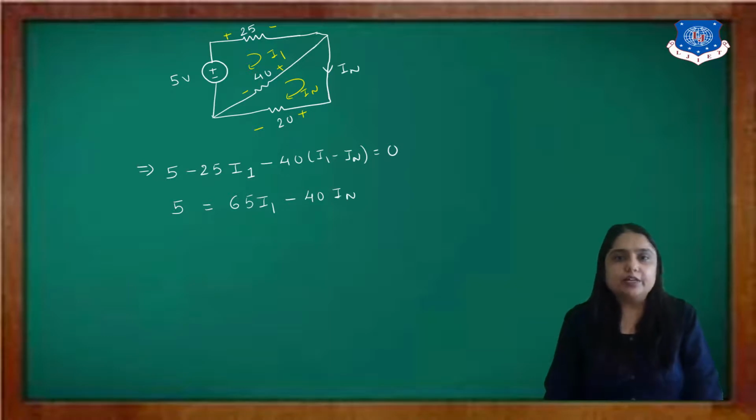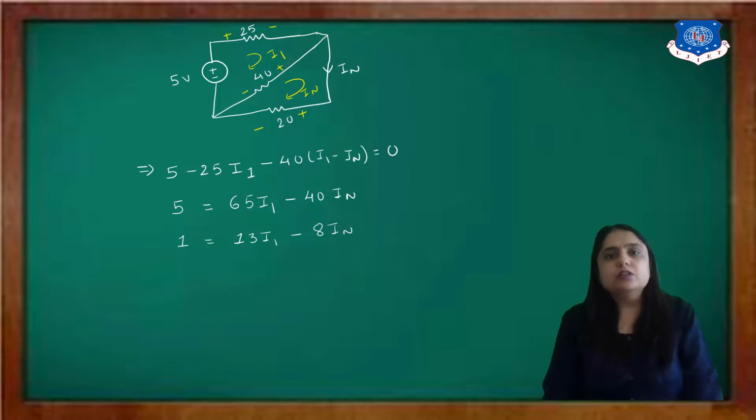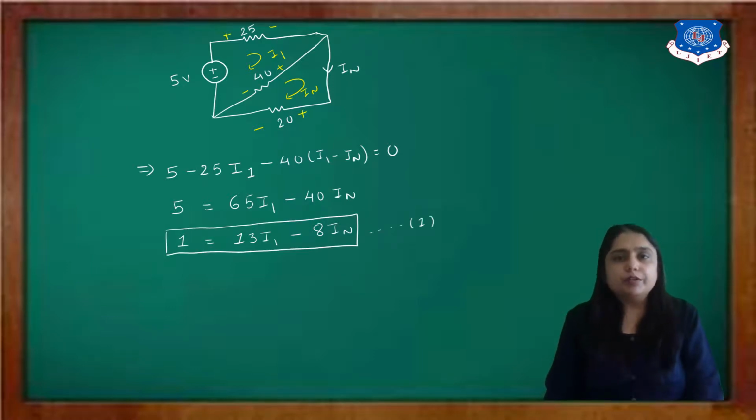That is 5 equals 25 plus 40, that equals 65I1 minus 40IN. Now you just divide this equation by 5. So you will get 1 equals 13I1 minus 8IN. So this will become my equation number 1.